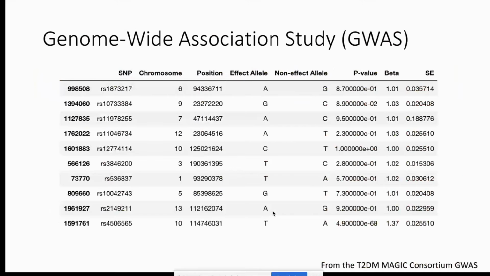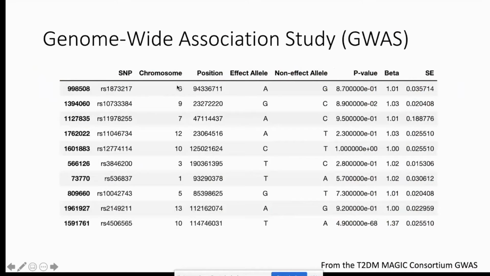And this is the data that we get from a genome-wide association study. I've taken this from the MAGIC Consortium genome-wide association study for type 2 diabetes. SNP here refers to the single nucleotide polymorphism, and that is the genetic variant. All of them start with rs, and this is the code that is unique for that SNP in question.